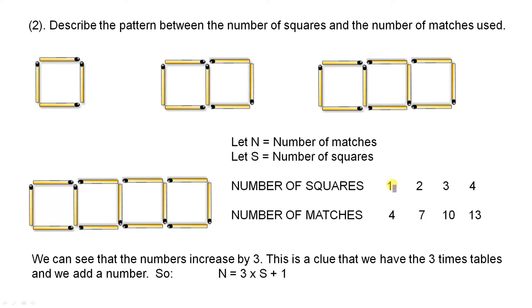For 1 square, 3 ones are 3 plus 1 is 4. That fits that rule. When you have 2 squares, 3 twos are 6 plus 1 is 7. 3 threes are 9 plus 1 is 10. And 3 fours are 12 plus 1 is 13. So each of those examples fits that rule.